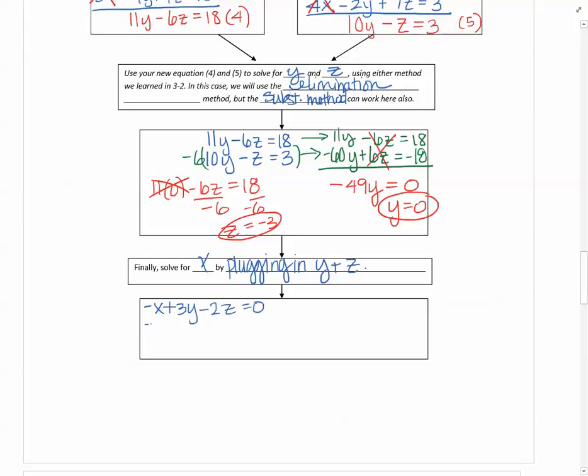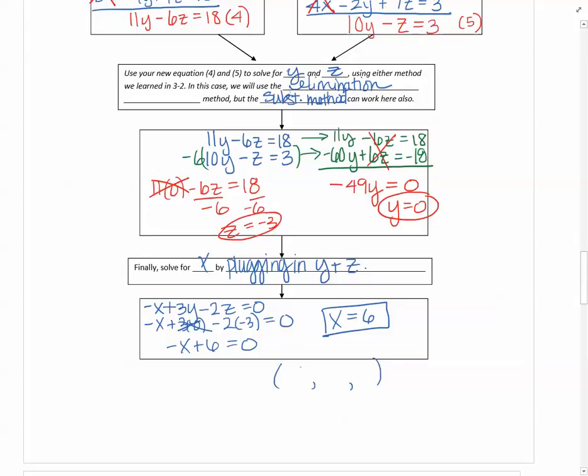And then I'm going to plug in my y with 0 and my z with -3 and solve this equation for x. So 0 doesn't do anything, so that's -x plus 6 is equal to 0. X would have to be equal to 6, because then -6 plus 6 would be 0. Okay, so remember in Math Excel you're going to have to write it as a point.